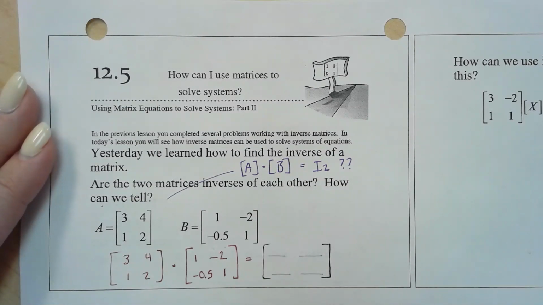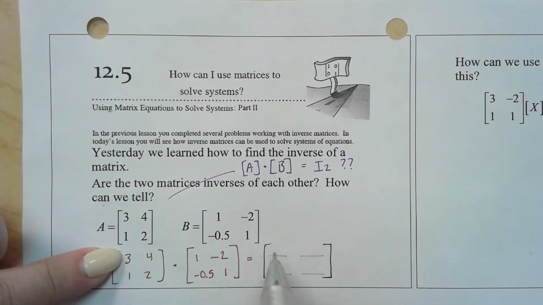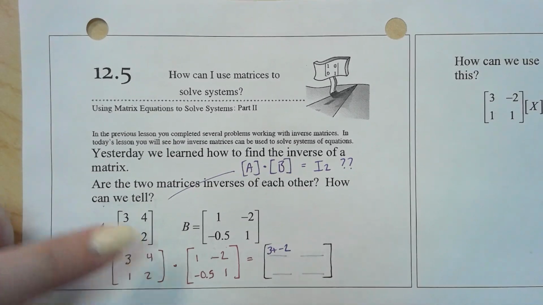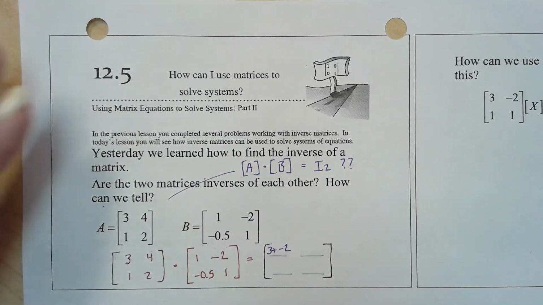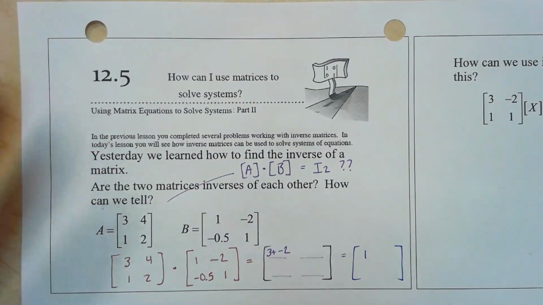All right, here we go. My left hand is going side to side, my right hand is going up and down. So 3 times 1 is 3. Move both hands. 4 times negative 1/2 is negative 2. So what do I get in that top left corner? I get a 1. That's a good start, because the identity matrix should have a 1 in the top left corner.